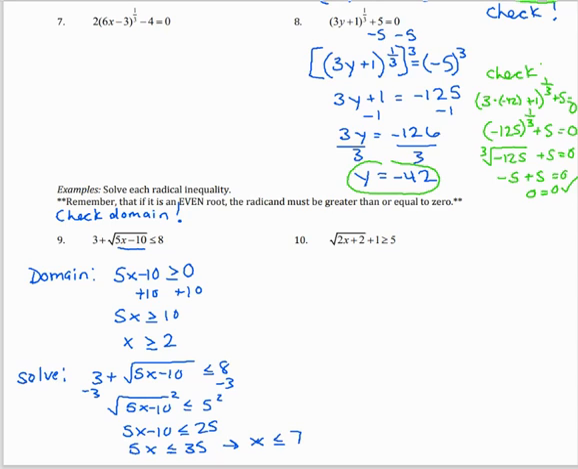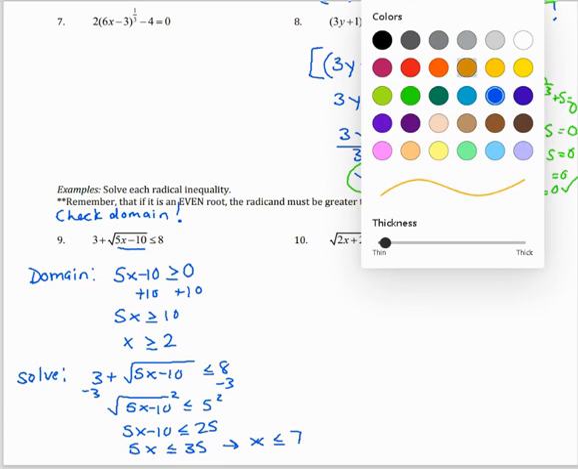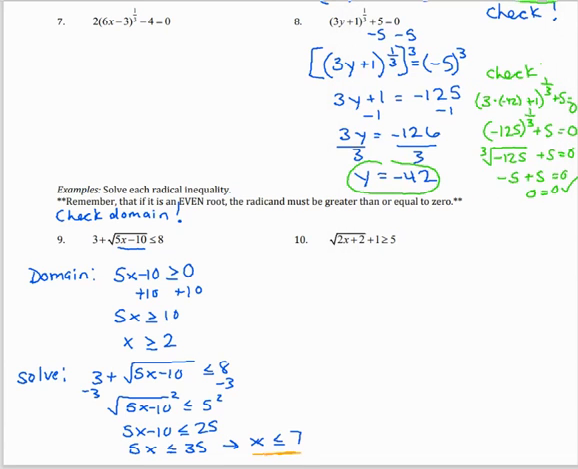So if I had just done the solving, I would have gotten that x is less than or equal to 7. However, our domain says, but wait a second, you must also be greater than or equal to 2. So therefore, my solution for number 9 is I have to put those together. So it's x such that x is greater than or equal to 2, but less than or equal to 7.